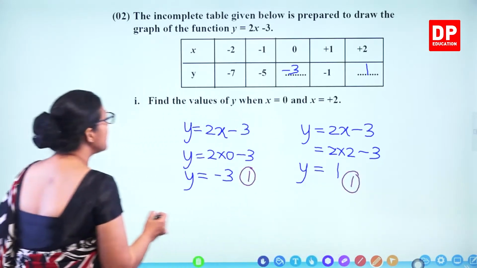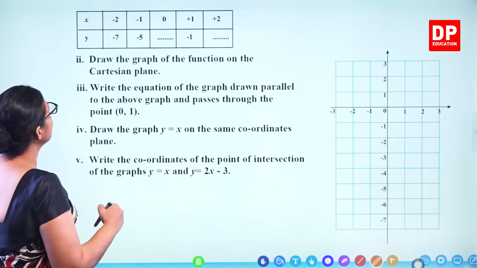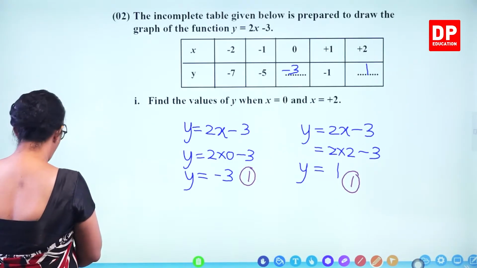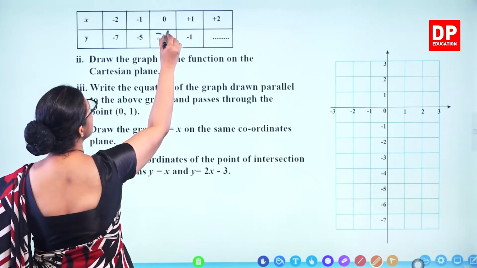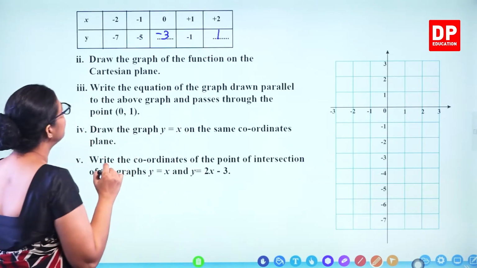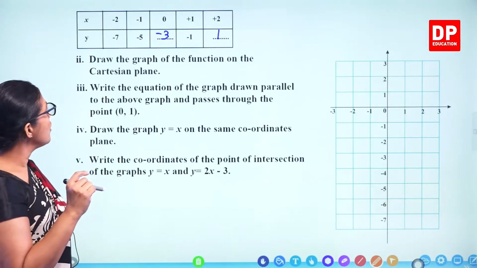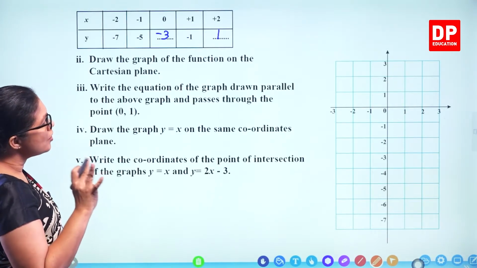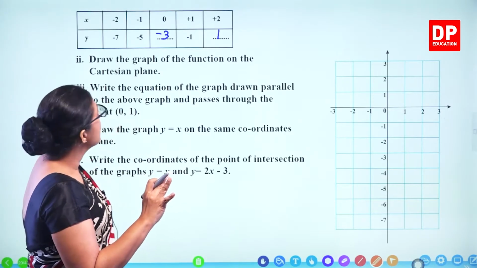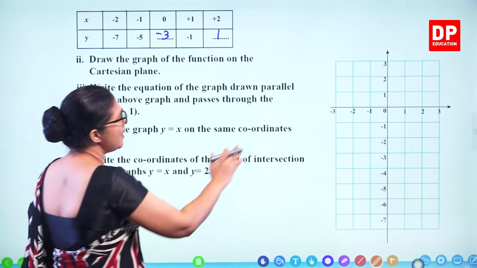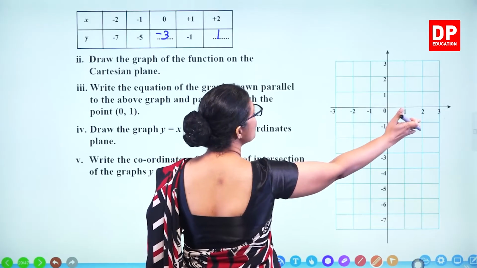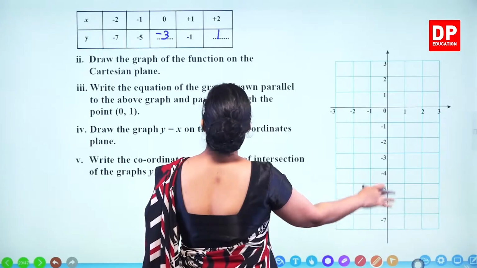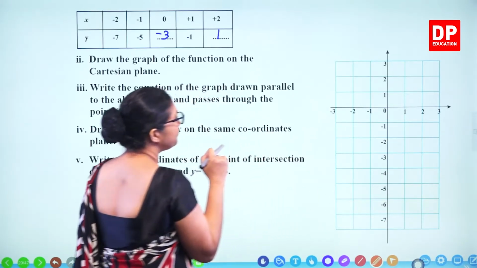Now let's try the next part. We found out minus 3 and 1. So we'll write down minus 3 and 1. Draw the graph of the function on the Cartesian plane. So when you are drawing, make sure that you first scale it. So minus 2 should be there here, minimum, and plus 2. What about y-axis? Minus 7 should be there and plus 1.